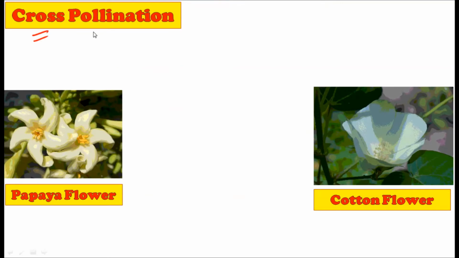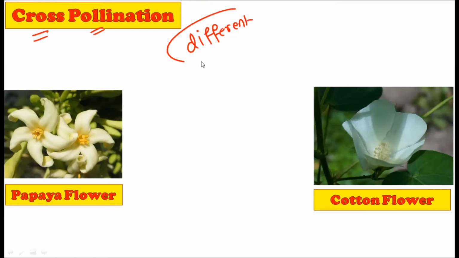Now let's talk about the second type of pollination, that is cross-pollination. Cross-pollination occurs when there is a transfer of pollen grains from anther to the stigma of a different flower. All right. This phenomenon can be found in the papaya flower and the cotton flower. Both are examples of cross-pollination.